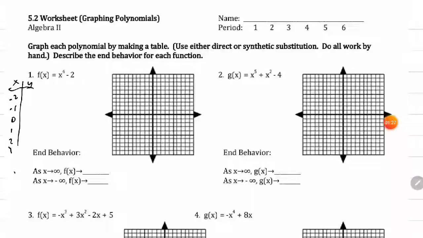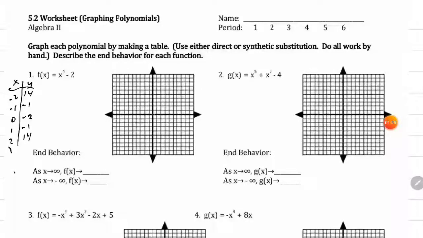So -2 to the 4th is positive 16, minus 2 is 14. If I plug in -1, -1 to the 4th power is positive 1, minus 2 is -1. And then we plug in 0, 0 minus 2 is -2. And then we got -1, and then we got 14 again. So this is what it looks like.